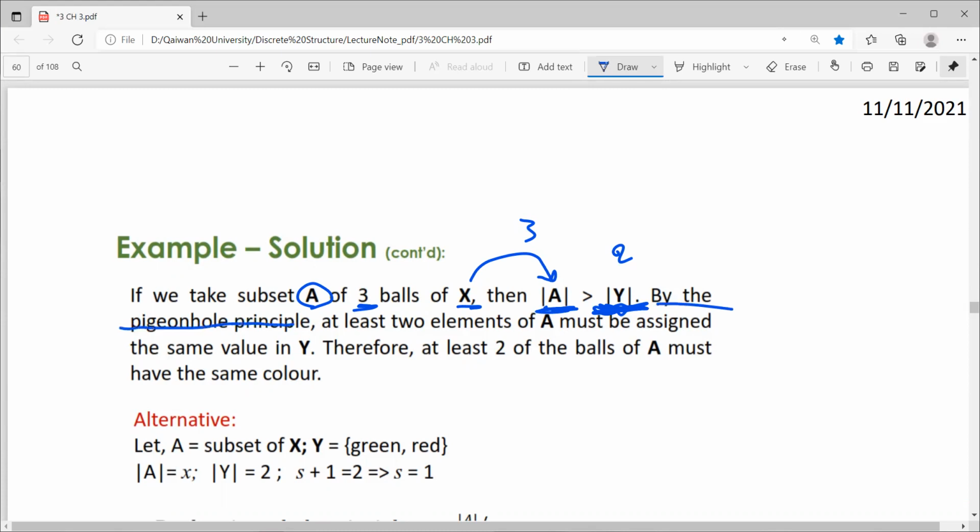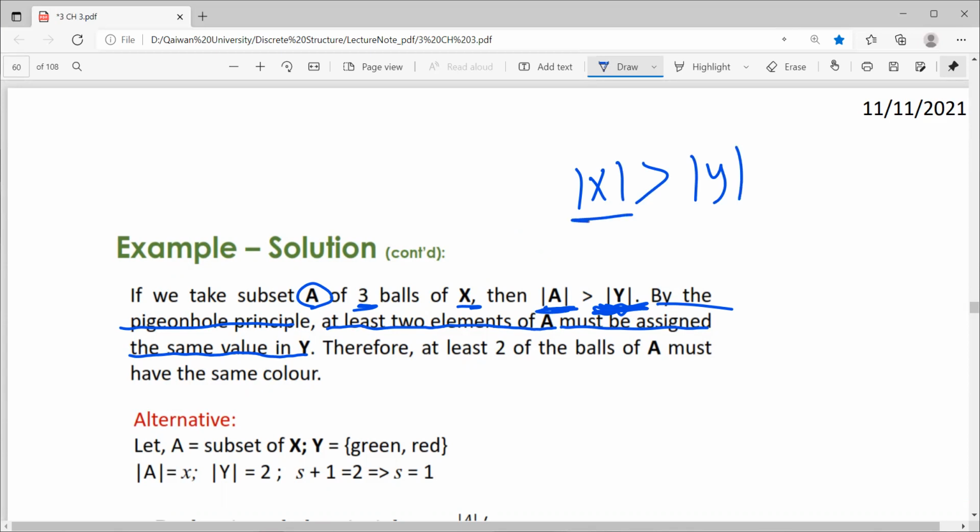By the pigeonhole principle, at least 2 elements of A must be assigned to the same value in Y. Here we apply the second form of the pigeonhole principle. We said if the cardinality of X is greater than the cardinality of Y, then there are at least 2 elements in X which have the same image.